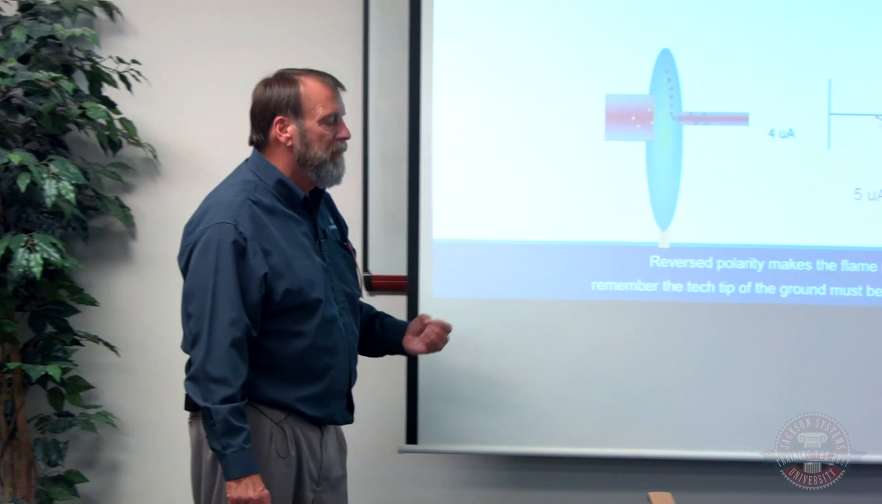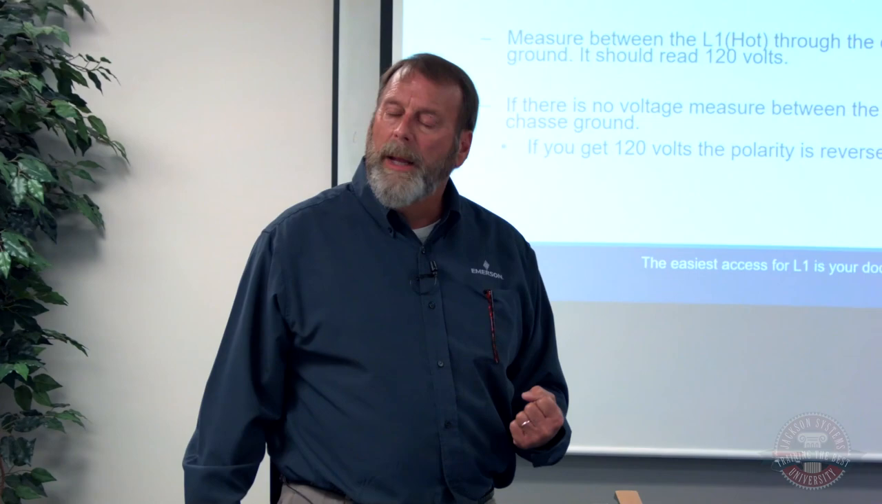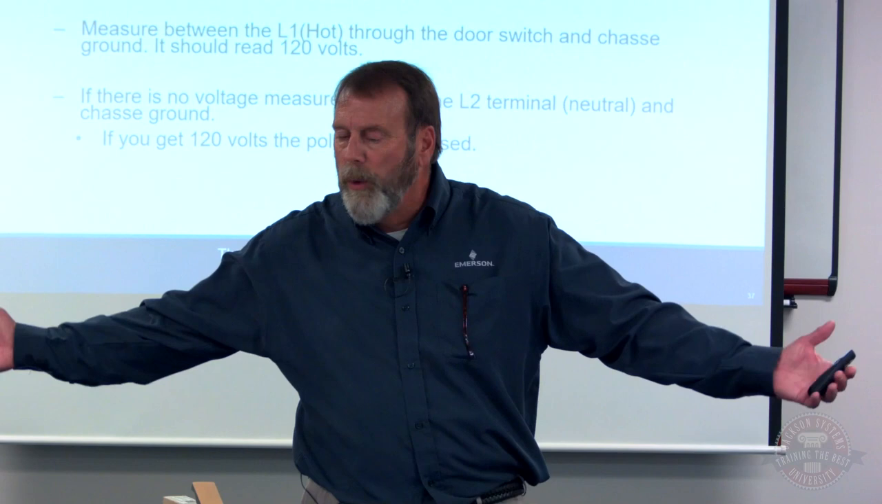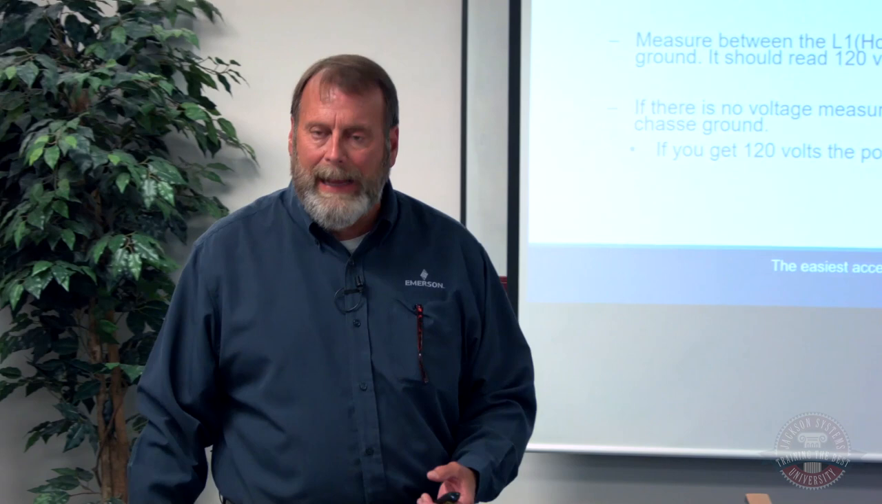You want to check it on the primary side, L1 and neutral, and it's real simple. Where's the easiest place to find 120 volts on a furnace? What do you think? Blower door. Remember that little switch you got to hold your shoulder in when you're trying to work on the unit and you put a clothespin on it? The blower door will be the hot leg of 120.